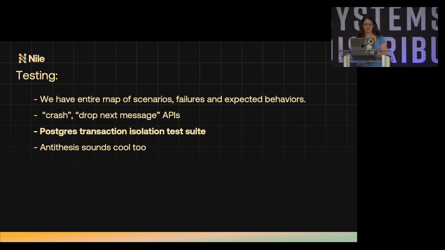Never say what are the odds. They're not as good as you think. But we had this huge map of, we have all those scenarios, we have all those states, we have all those failures. We know what is supposed to happen. Let's test this large map, right? So first thing is that we need a way to cause bad things to happen at will. So we added some APIs for please crash, please forget the next message, like just do crazy stuff.